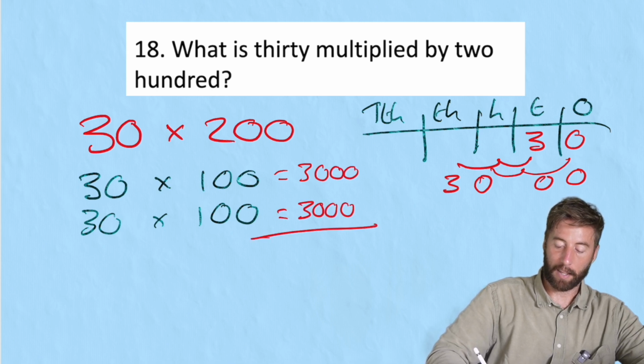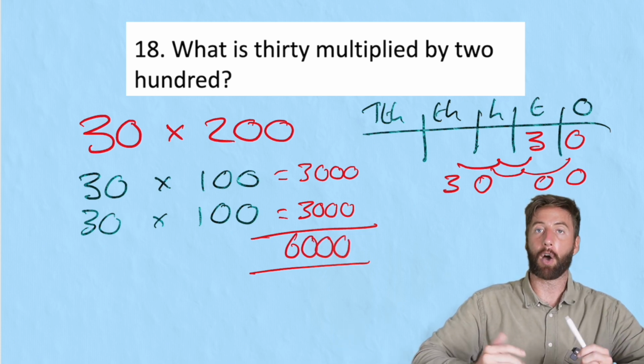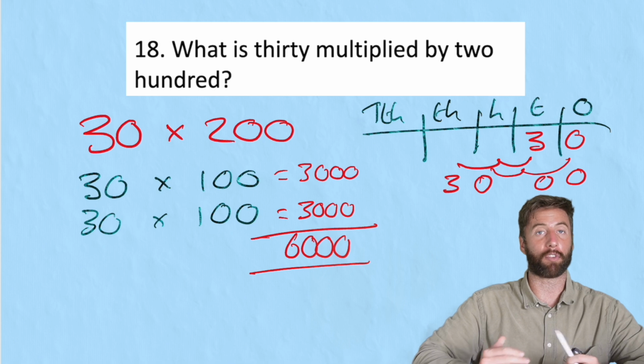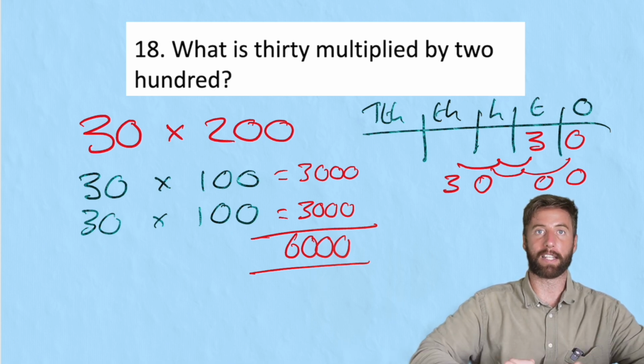Then we just need to add them together. 3,000 plus 3,000 is 6,000. So sometimes we can use these little skills that we know to help us solve questions that might look unfamiliar. We can just manipulate them a little bit, change them so they're easier to do.